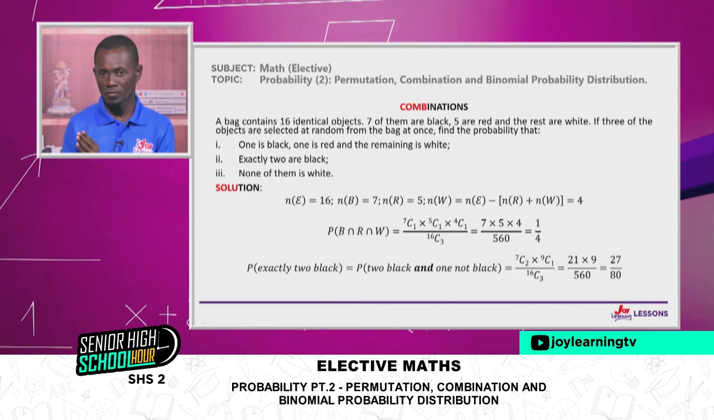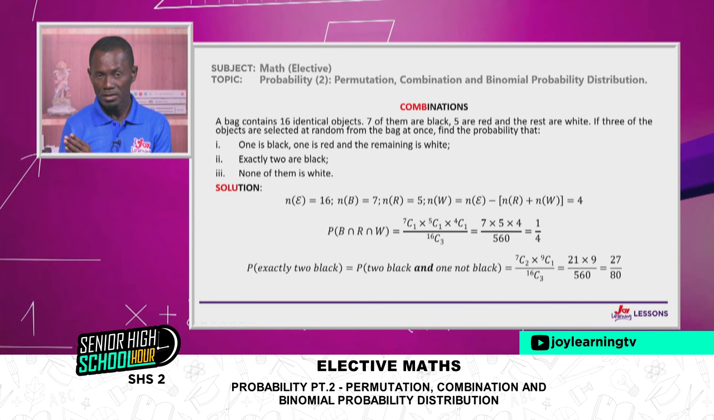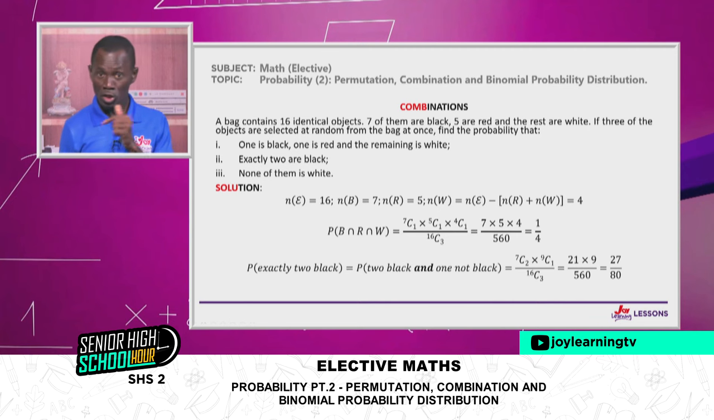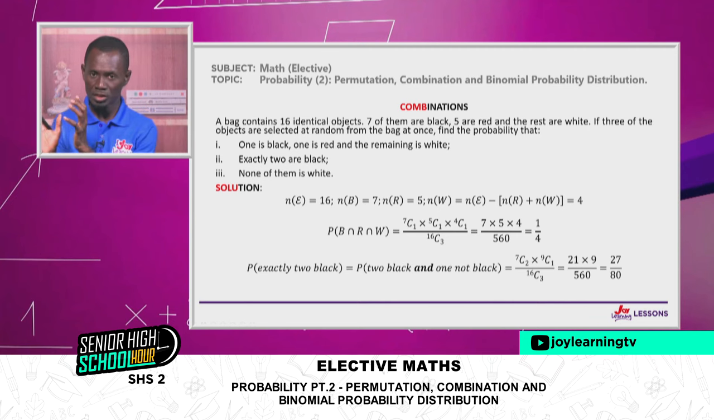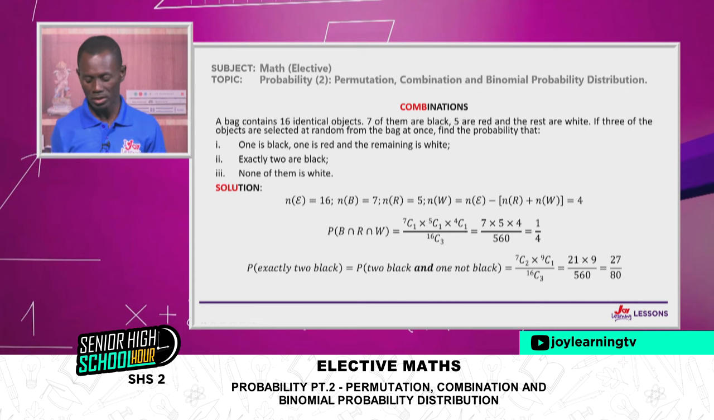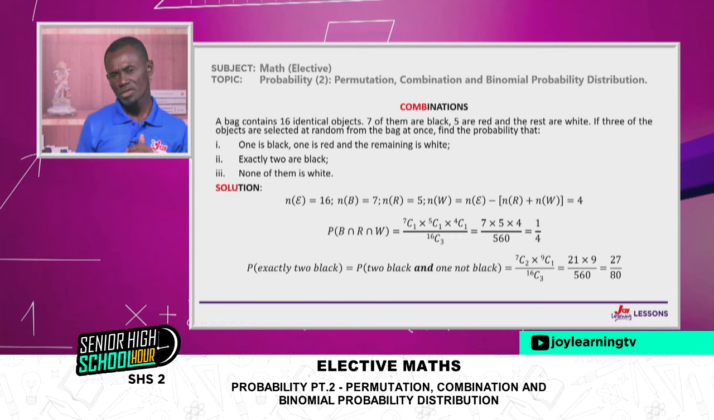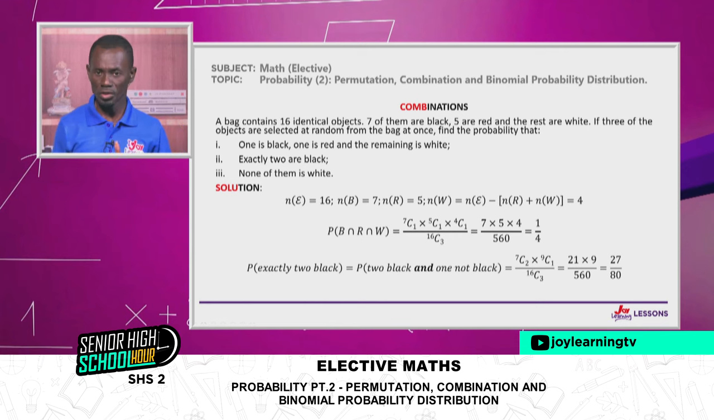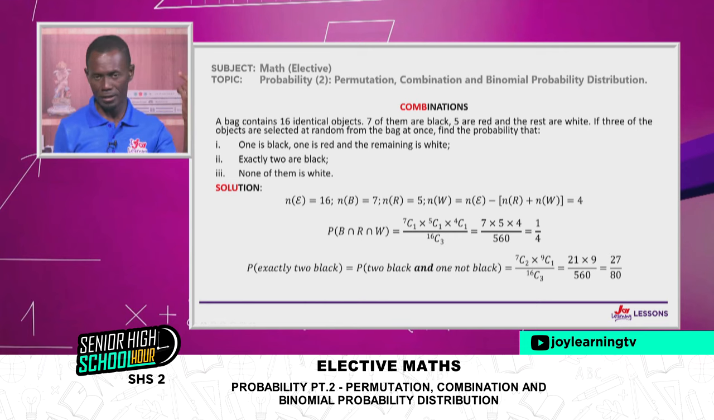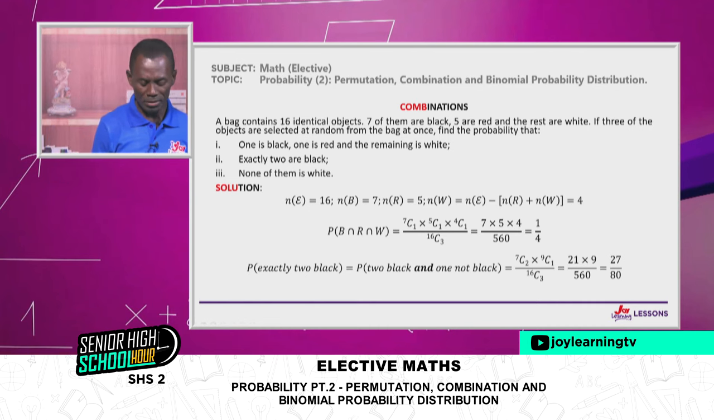not black, 5 of which are red, 4 white. So 9 combination 1. Of the 9 in that group, we're picking only 1. So we have 21 by 9 divided by 560, which gives us 27 on 80. That's the probability of picking 2 black. All right, but this same thing can be solved in another way.